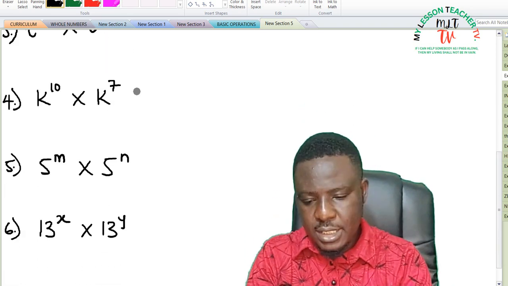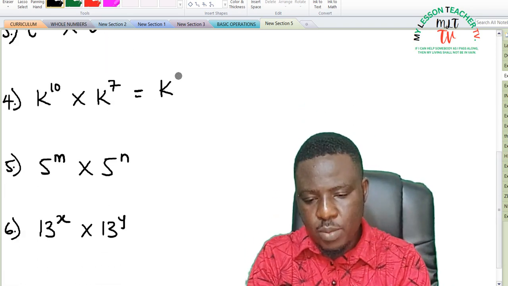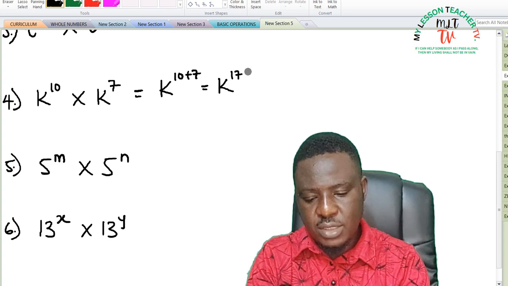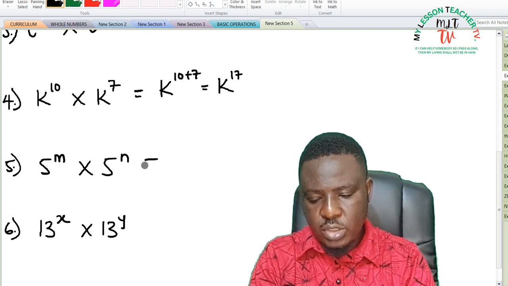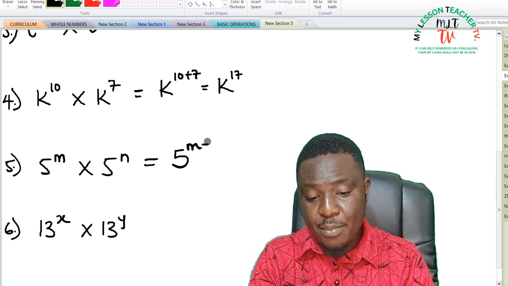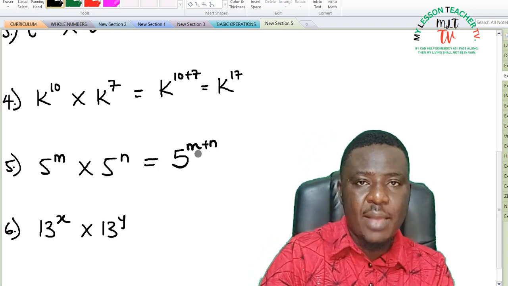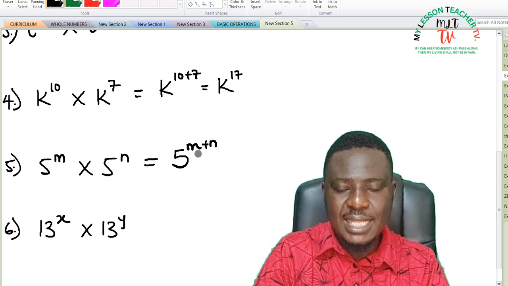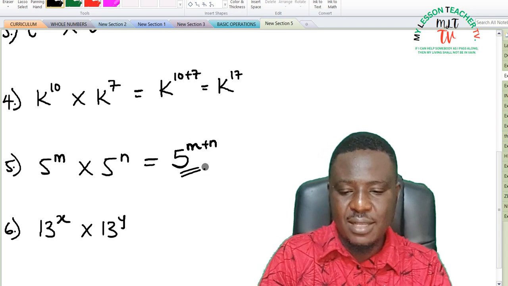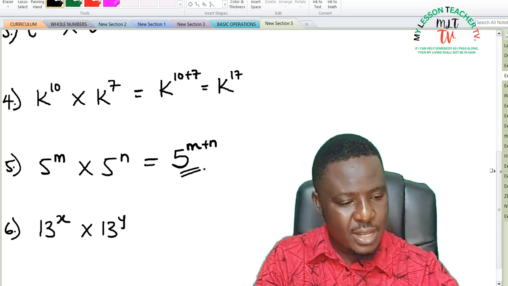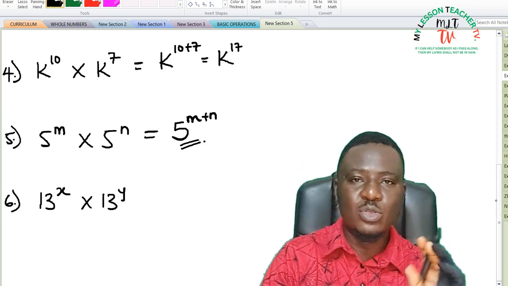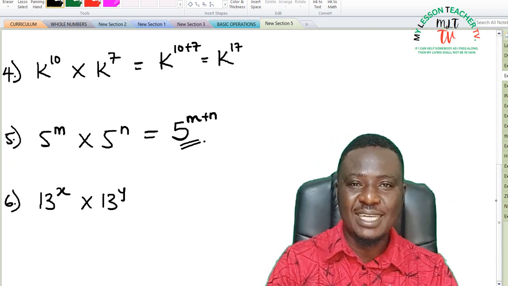And for number 4, this is equal to k to power 10 plus 7, which is equal to k to power 17. While for question number 5, this is said to be 5 raised to the power of m plus n. And since you cannot add m plus n because they are not like terms, this is said to be your answer. I'm going to leave question number 6 for you to solve as an assignment.